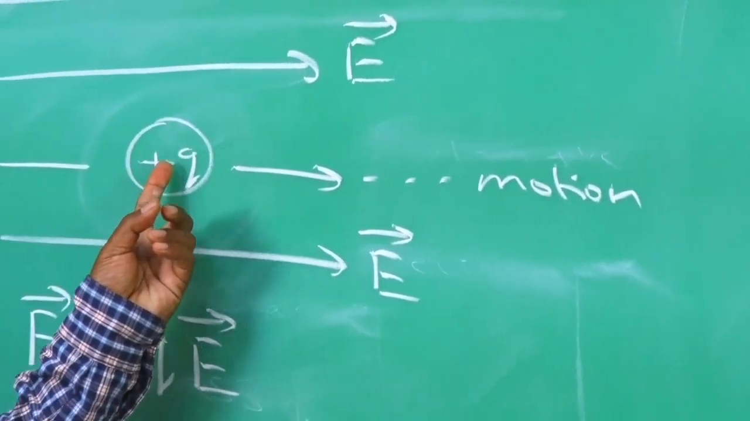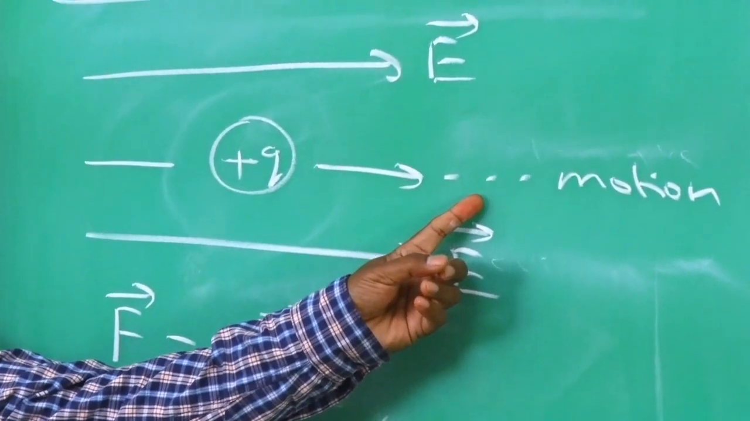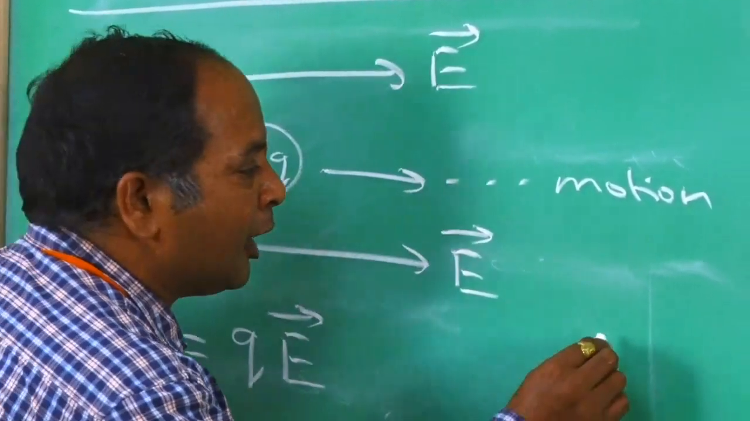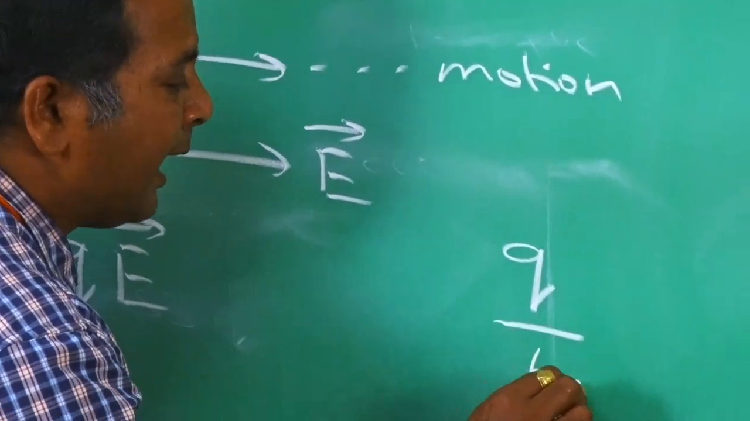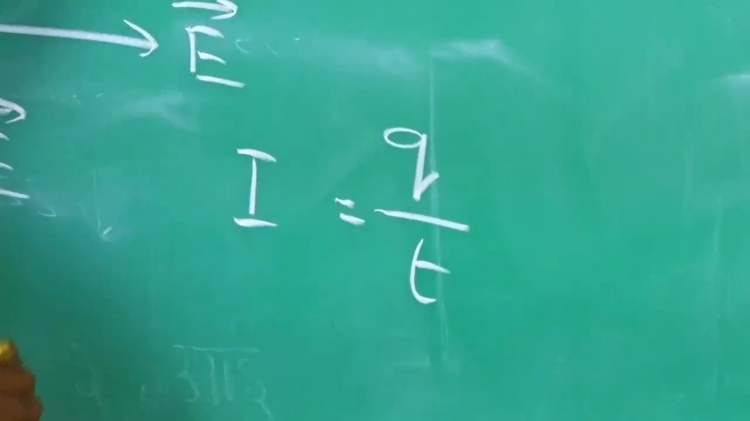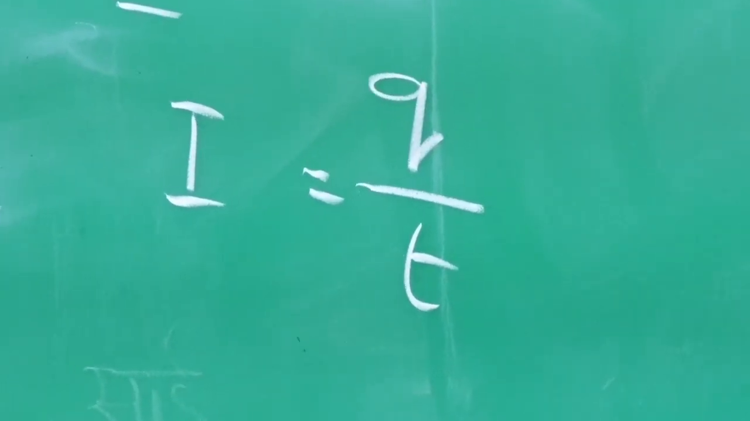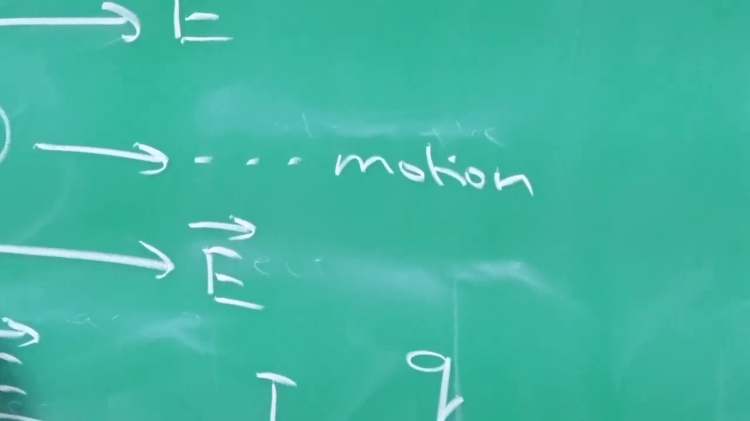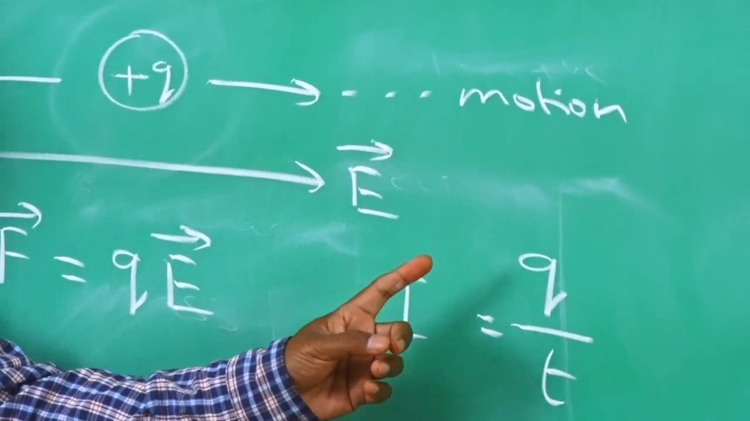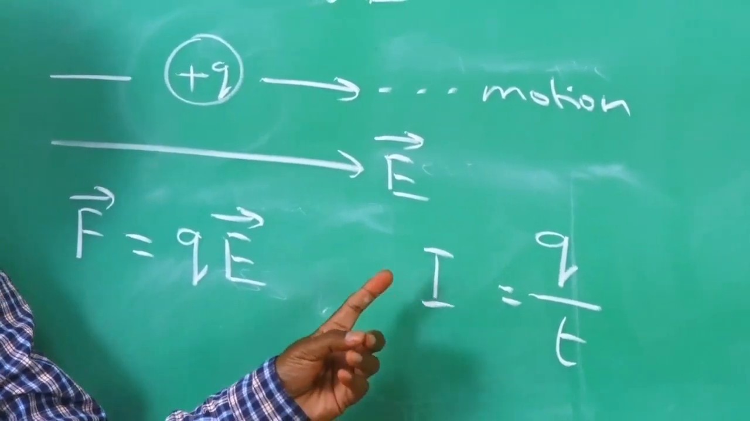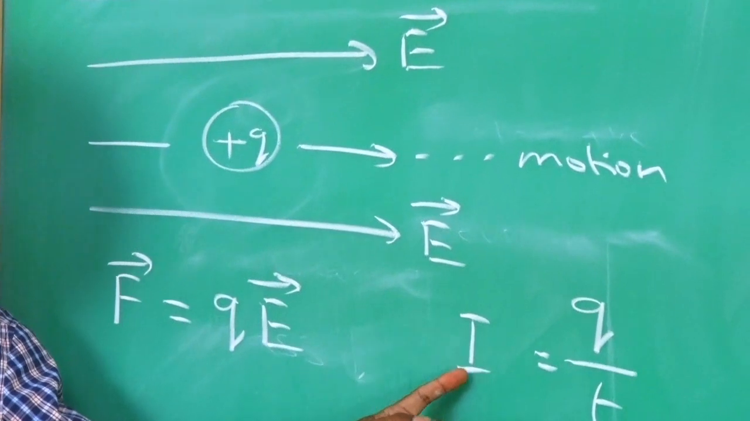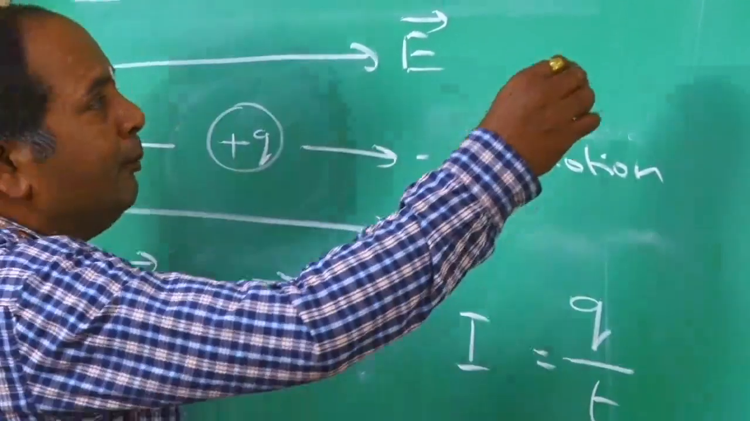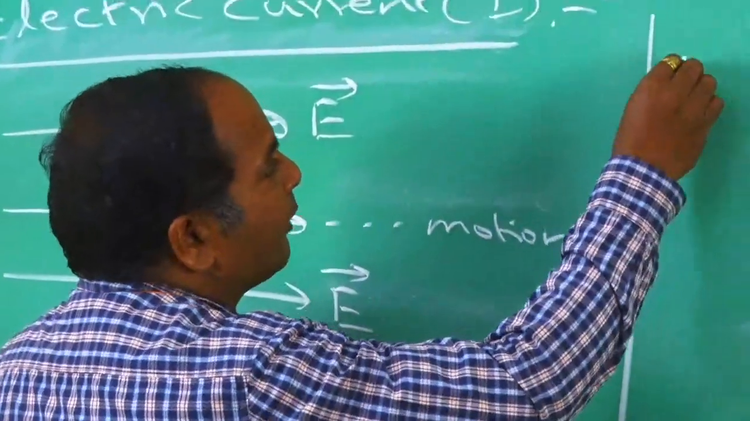If this electric charge comes into motion, then the charge per unit time is said to be electric current. Electric current means, if the electric charge is kept in an electric field, then the flow of charge per unit time is said to be electric current, equal to Q by T.